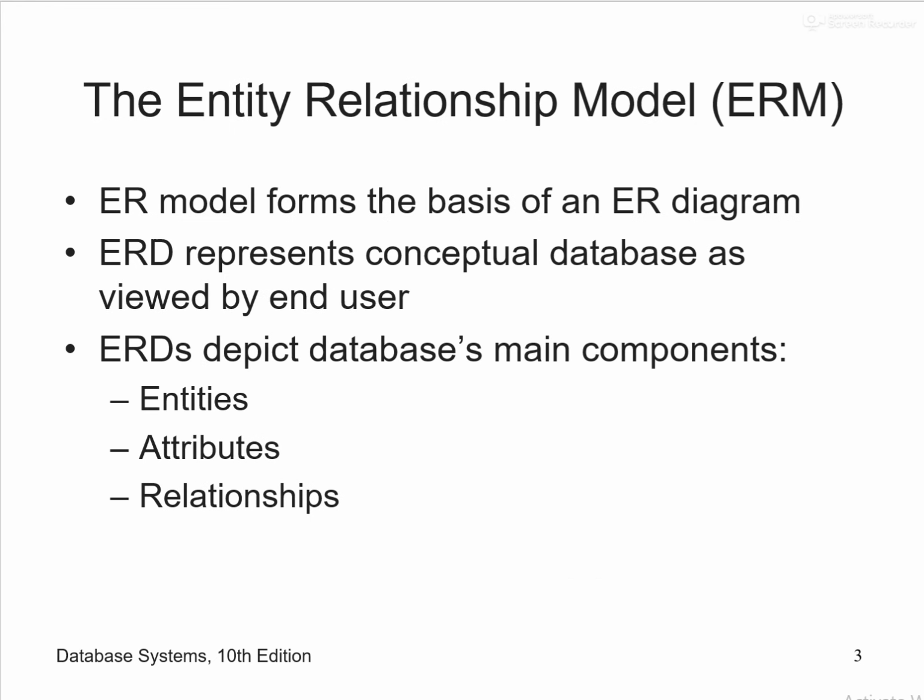As we have already discussed in the previous data model chapter, models make the basis of a diagram, and diagrams are used to show the conceptual database as it is viewed by the end user, because every user has a different view of the database, and the diagram represents the conceptual database as seen by the end user. Now a diagram represents the database's main components that we already know: entities, attributes and relationships.